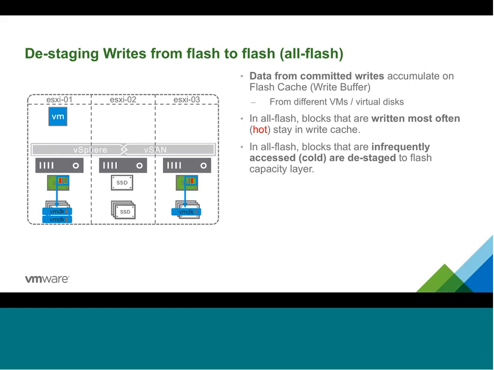So your committed writes are always accumulating on your flash cache from different VMs' virtual disks, and in all-flash, blocks that are written most often stay in the write cache. That means your hot write data is always there. Cold data is not there; if blocks are infrequently accessed or cold, they are destaged to the flash capacity tier. Just remember that, right?